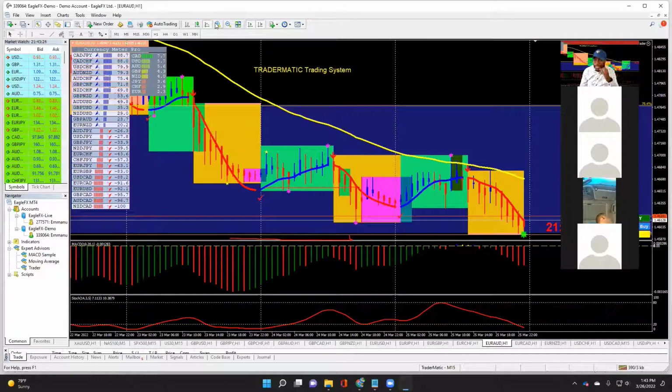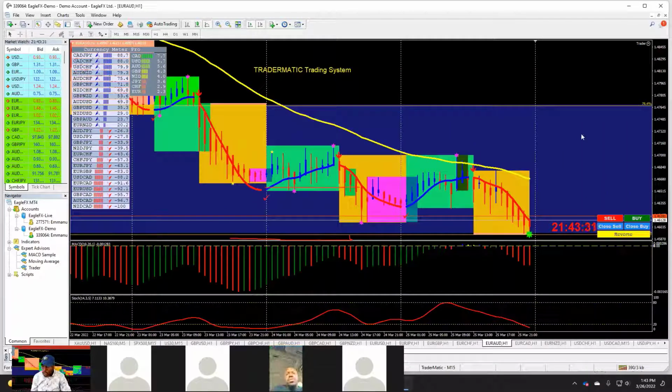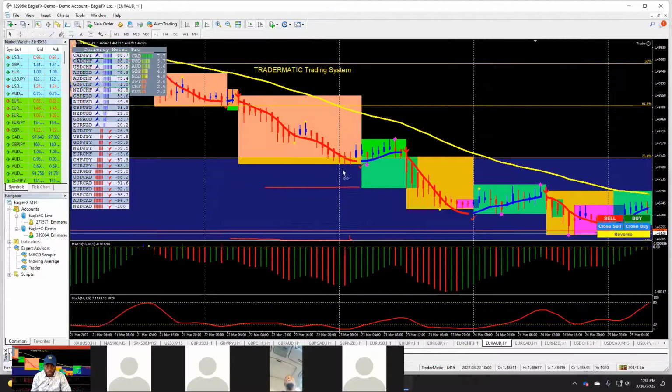Then number three is you can use all this Fibonacci. You can use this Fibo line as your take profit.